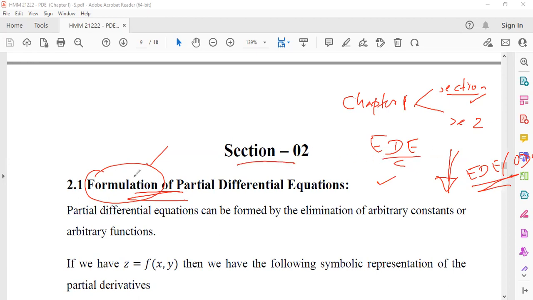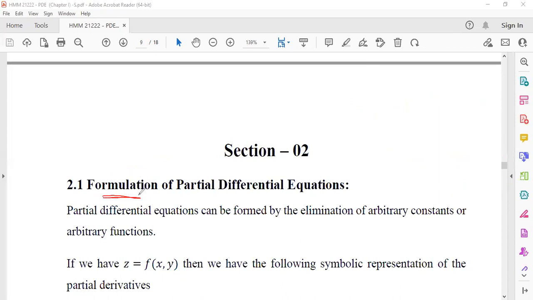In section 2, I also numbered it 2.1. In chapter 2 also you can put like 1 and 2. So 2.1 means chapter 1, section 2. Okay, let's start that part.